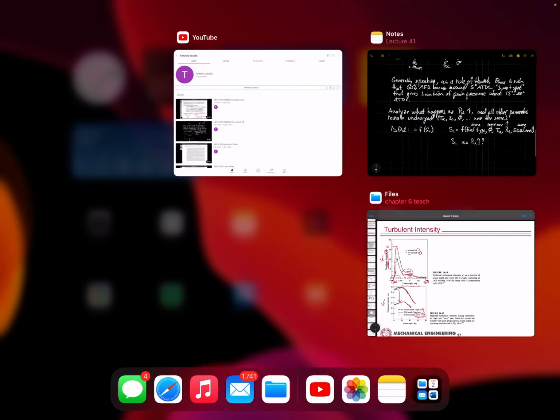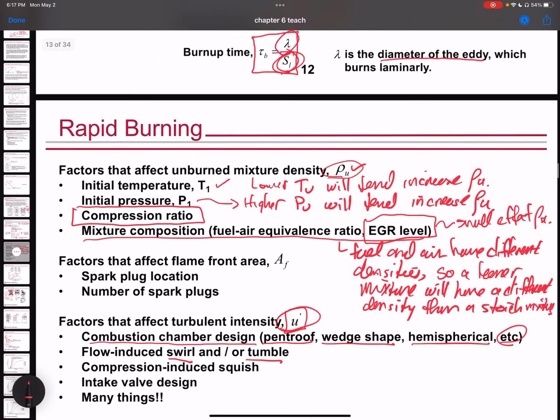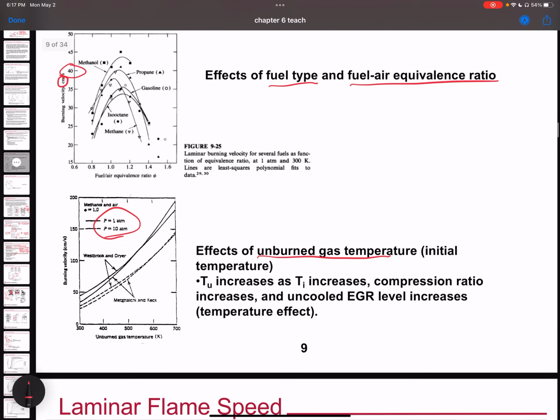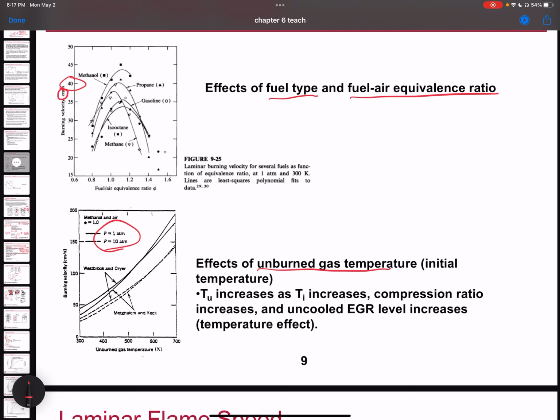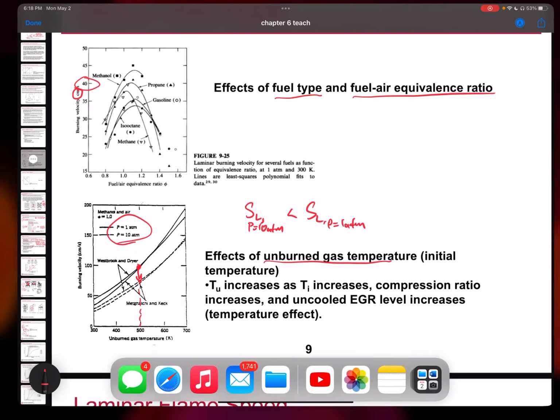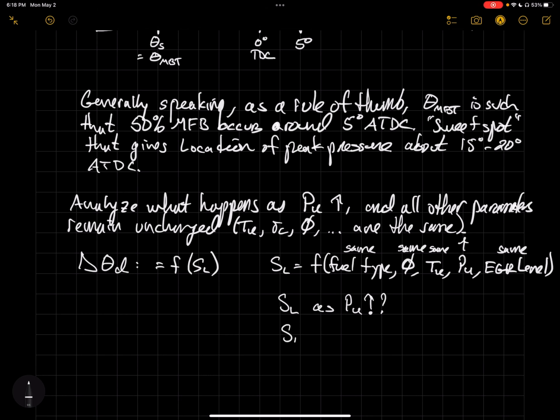Okay? And then what happens to laminar flame speed as the unburned gas pressure increases? Well, let's take a look at our notes. So we go back to our notes where we have laminar flame speed. And what we see here is that suppose we're at some fixed temperature, maybe 500 Kelvin, and we've increased our pressure. So what happens to our laminar flame speed is that it decreases. So the laminar flame speed at a pressure of 10 atmospheres is less than the laminar flame speed at a pressure of 1 atmosphere. So our laminar flame speed essentially decreases as the unburned gas pressure increases.